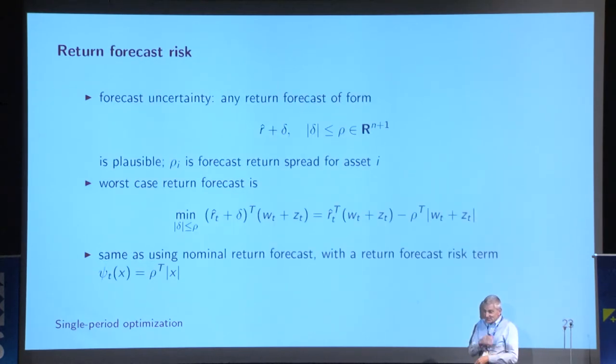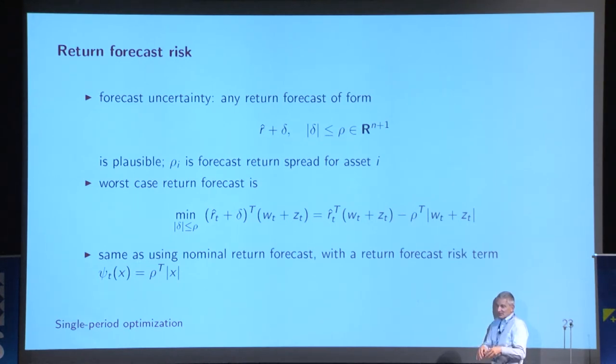You can have return forecast risk. That would mean, remember, R is a very crude approximation, and so you're going to have uncertainty on it. The most elementary model is that you'd have a range for each one. So you'd say each R is R plus minus rho, right? So each entry, you'd say, oh, I think that's going to go up 12% plus minus 3. That'd be the kind of thing. And so rho_i is the forecast return spread for asset i.